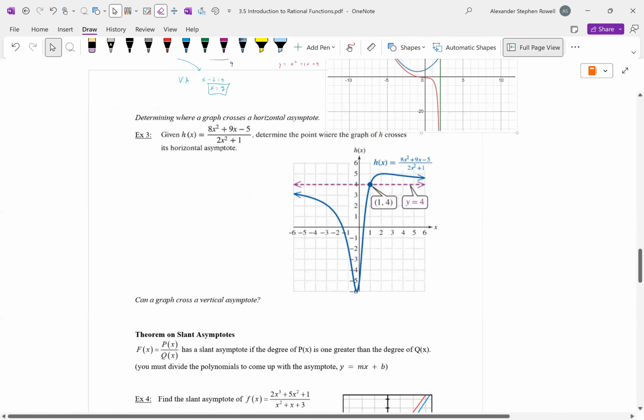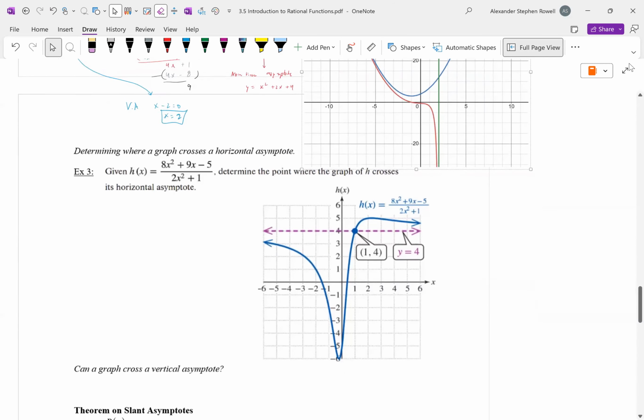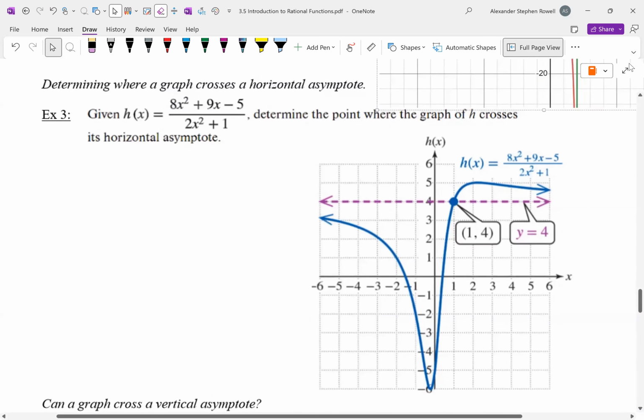Now life makes sense. Determine where a graph crosses a horizontal asymptote. We can cross the horizontal asymptotes, not the vertical. Anyone know how we can do that? Find out where the graph crosses that point? Yes, where the y value is 4. You say, what is the equation of this line?